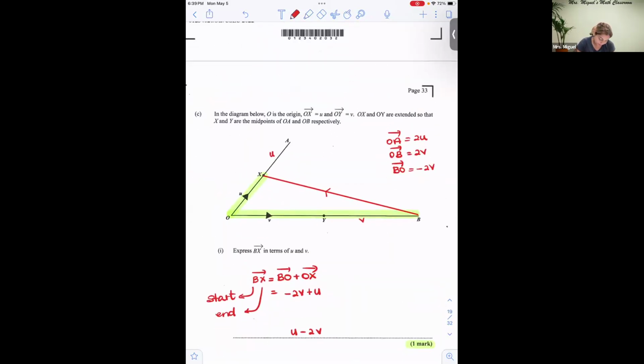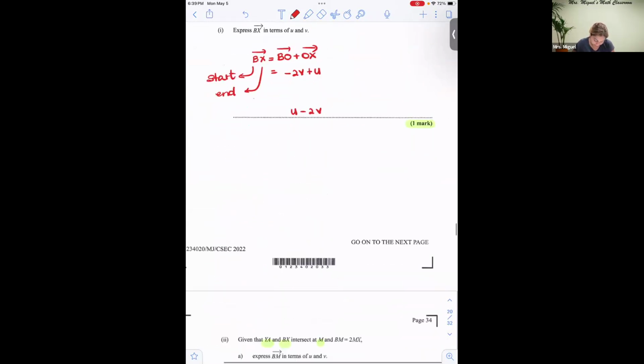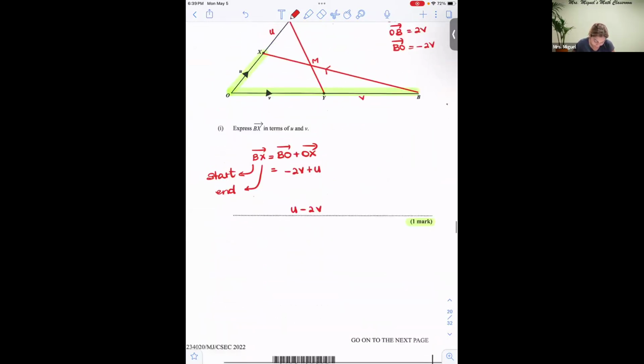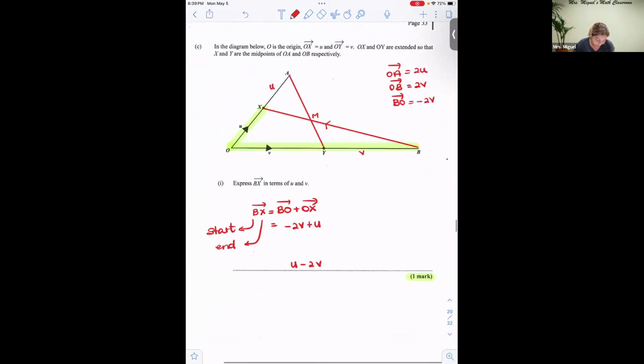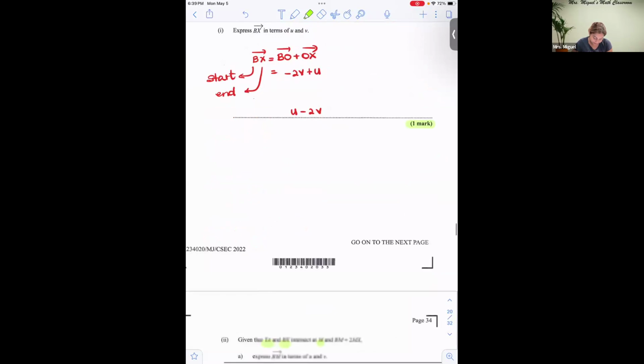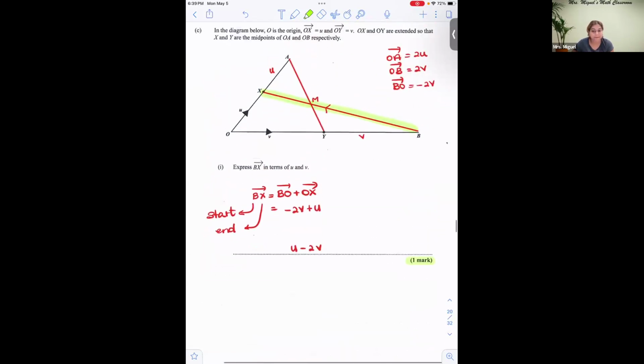So, BY and YX intersect at M, right? So we have that, the diagram looking good. They said that BM, B to M, is 2 times M to X. Well, we could see that because look at the length here. They're saying that this is 2 times this. And they are asking you to find the vector BM.